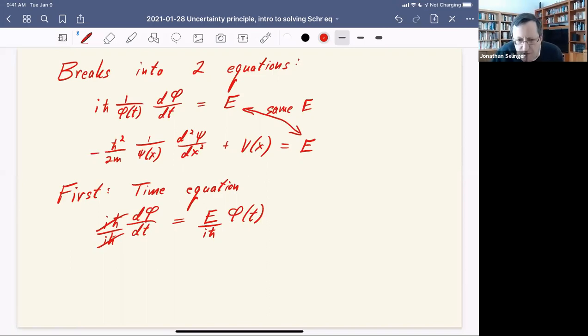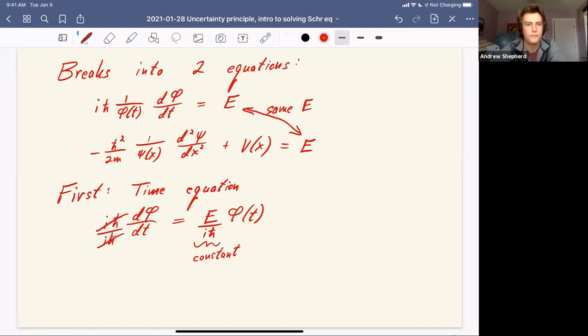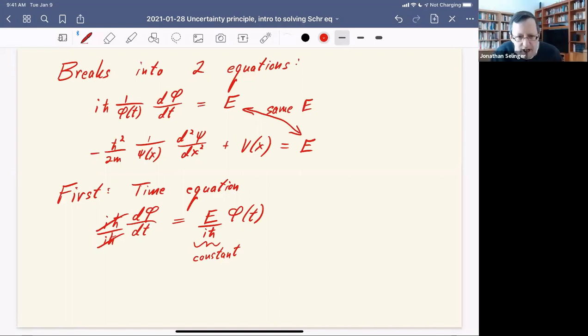Okay, so we just have an equation that says the derivative of phi with respect to time is equal to some constant times phi itself. Okay, so that is a type of differential equation which you may have seen before, right? Have you ever seen any differential equation where the derivative of a function is equal to a constant times the function, right? Somebody tell me what the answer to that is. Exponential. An exponential, yes, that's right, okay?